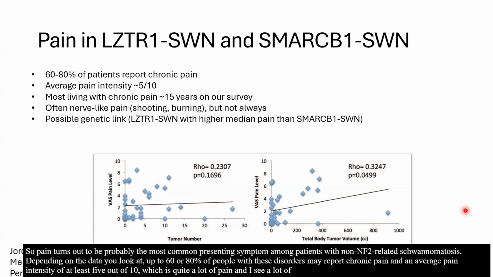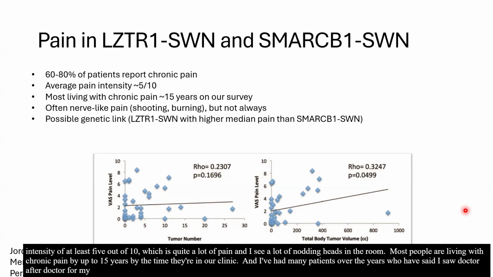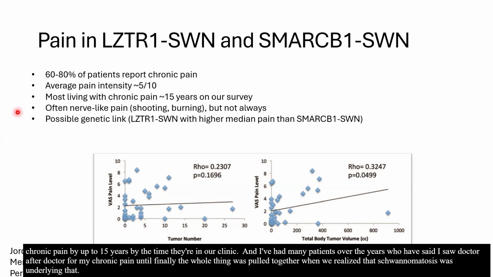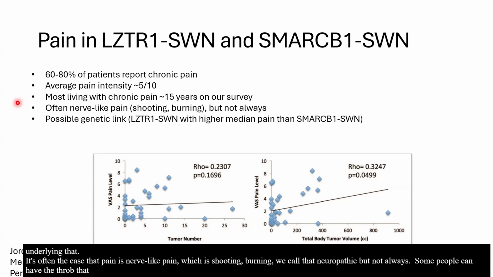Most people are living with chronic pain by up to 15 years by the time they're in our clinic. I've had many patients over the years who have said, I saw doctor after doctor after doctor with my chronic pain until finally the whole thing was pulled together when we realized schwannomatosis was underlying that. It's often the case that pain is nerve-like pain, which is shooting, burning. We call that neuropathic, but not always. Some people can have the throb that you might otherwise think about with arthritis or something along those lines, so it can be a mixture of pain types.